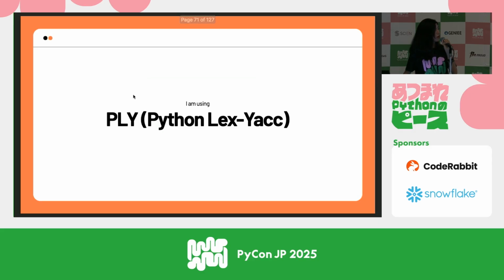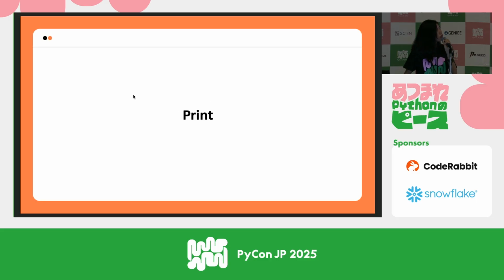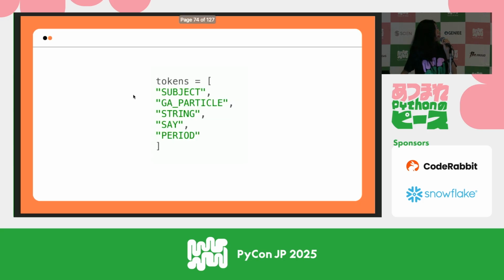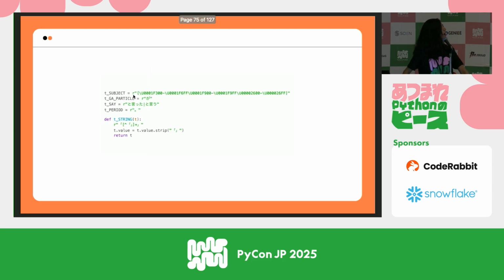So we're using PLY mainly because I want to have more control over my parser and the parse information that I get. So for my print statement, this is the syntax again to remind you what my syntax looks like. And we're going to break it down into tokens. We have neko, subject, and ga particle. We have string, and we have say, to ita, and we have period.